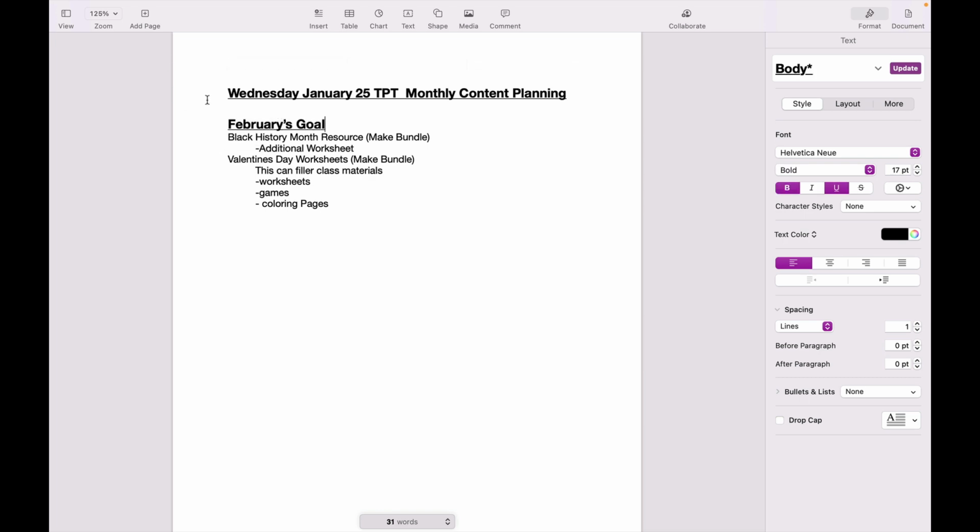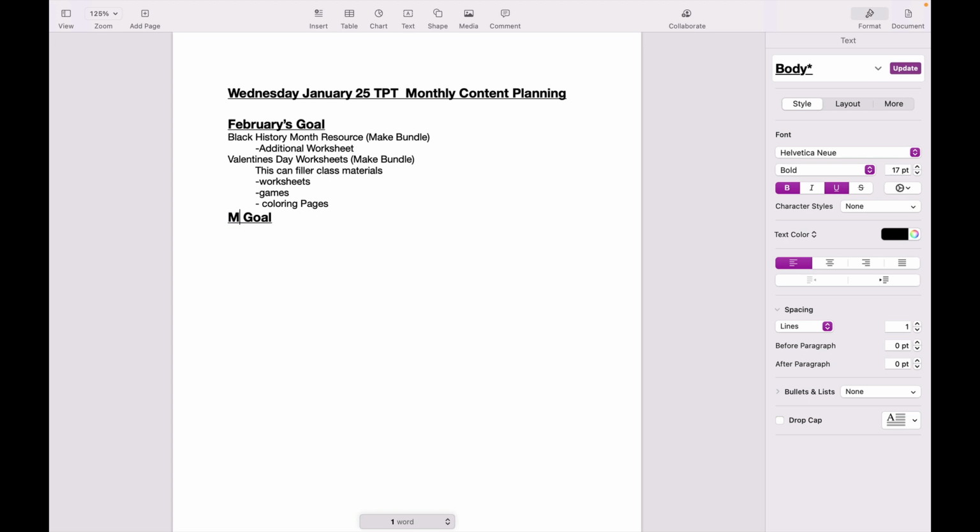And I honestly believe that it is not too late to put up a resource. So, if you are still working on a Valentine's Day resource the first or second week of February, just finish it up and post it because it will be there for next February.